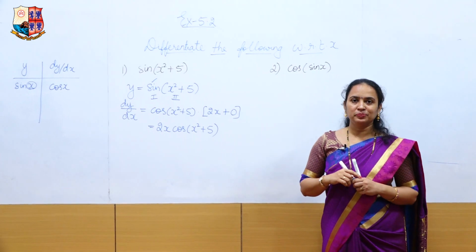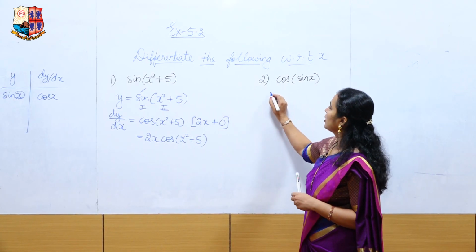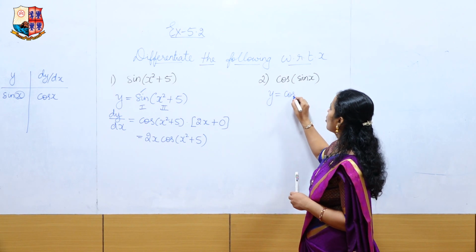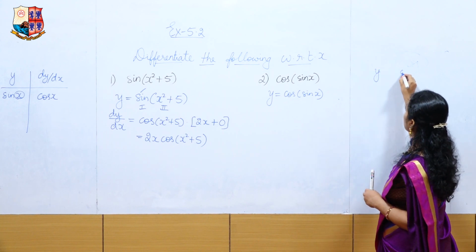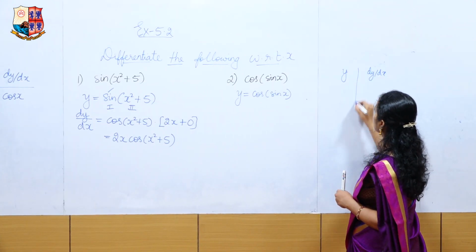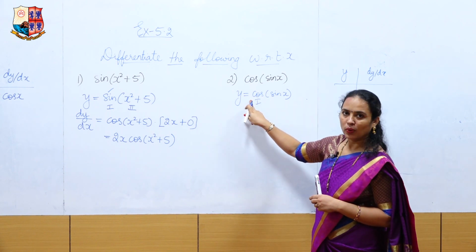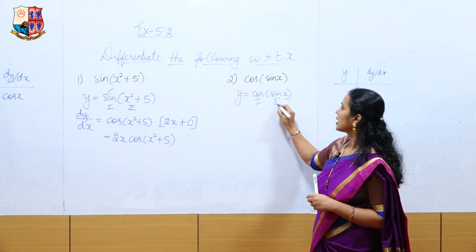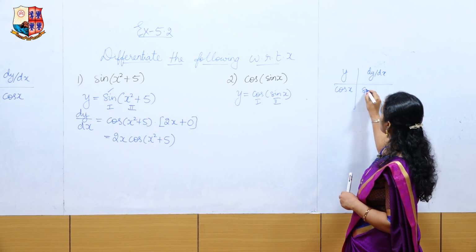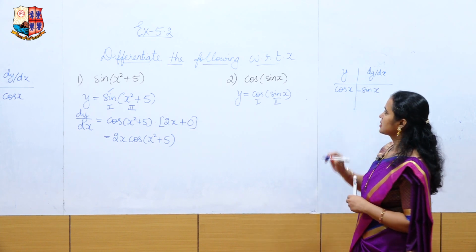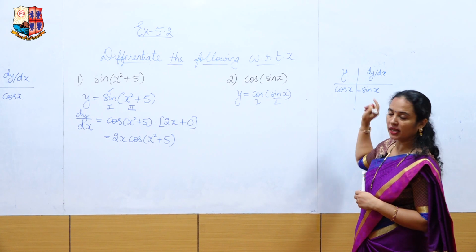Look at the second problem. Cos of sin x. As usual, we will consider y is equal to cos of sin x. dy by dx. Now here you have again two functions. One is cos and the other is sin. Cos x, when you differentiate, you will get minus sin x. Remember, C functions on differentiation gives negative.